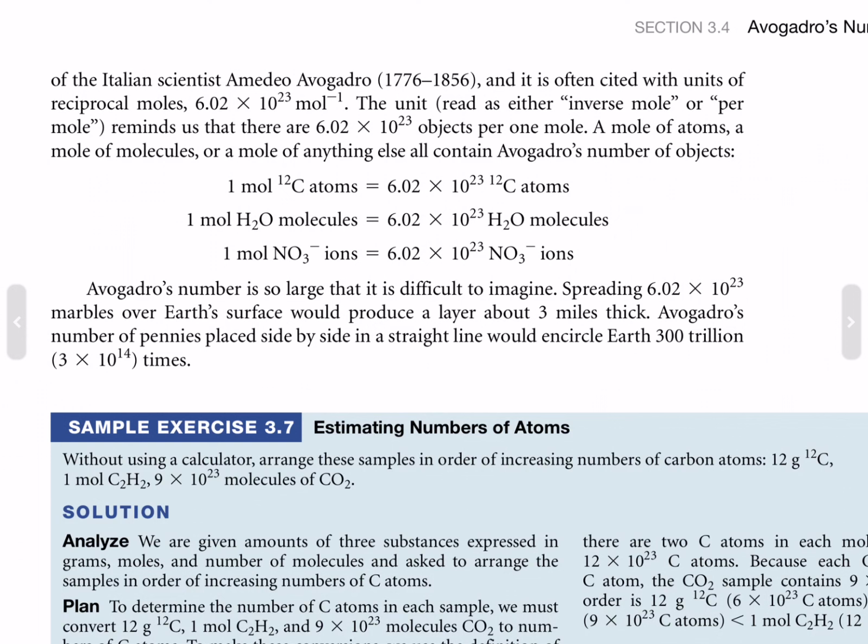Avogadro's number is so large that it's difficult to imagine. Spreading 6.02 times 10 to the 23rd marbles over the Earth's surface would produce a layer about 3 miles thick. Avogadro's number of pennies placed side by side in a straight line would encircle the Earth 300 trillion times.